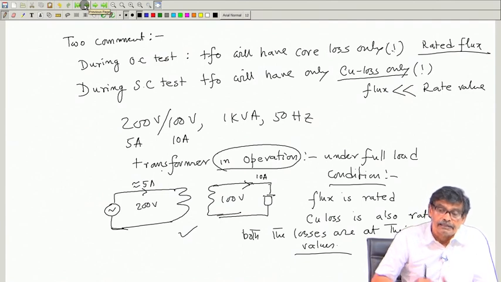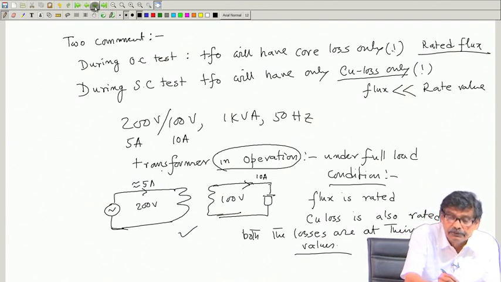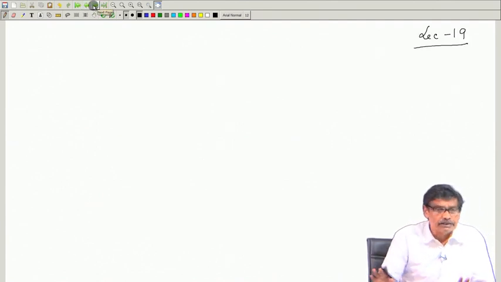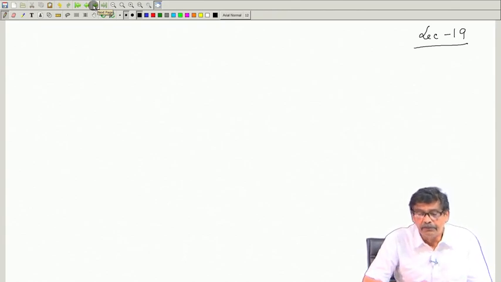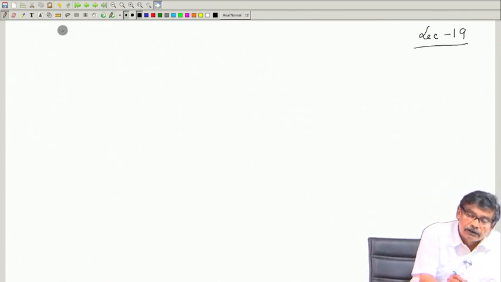Then only is the transformer in full operation: rated currents it is carrying, rated flux it has produced. This is the way. Now, today I will tell you, equivalent circuit parameters I have found out. Our next important topic will be efficiency.